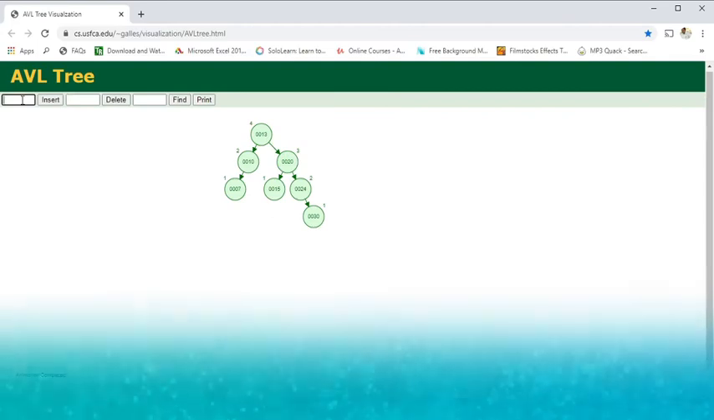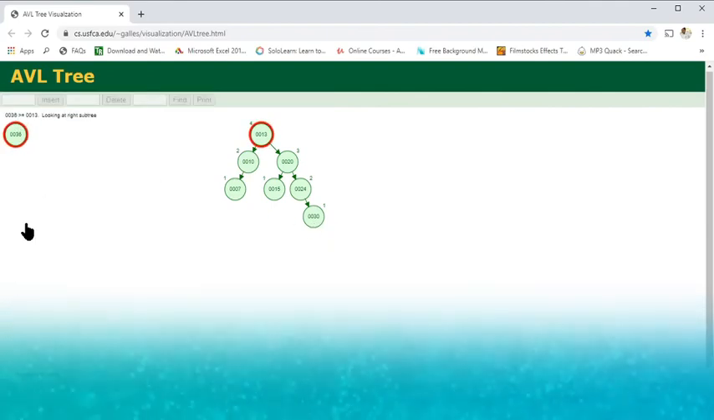Next, let me insert 36. Again, it's the largest element. It will be placed at the right side of 30. Start comparing from 13 and 20, and then 24. Again with 30, it will be placed at the right side of 30.